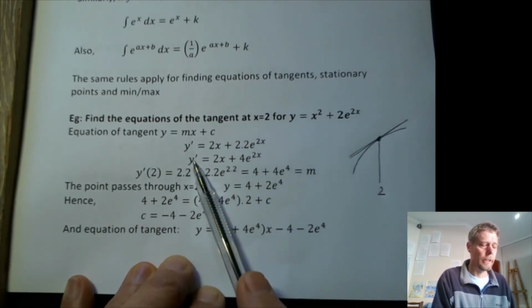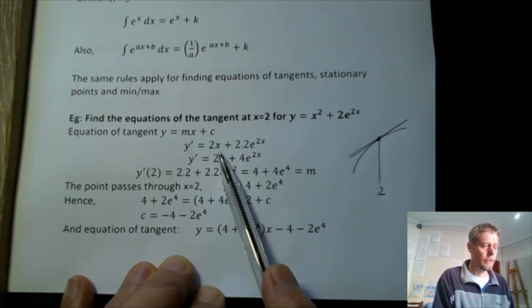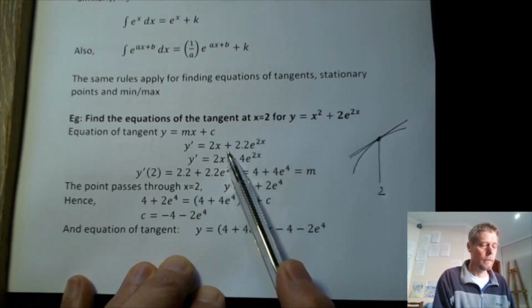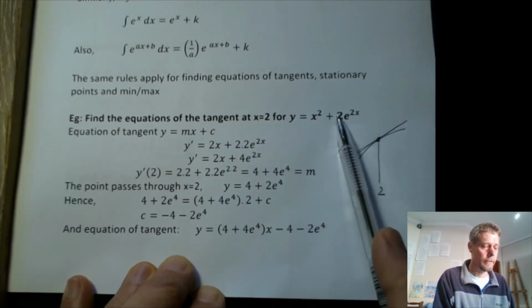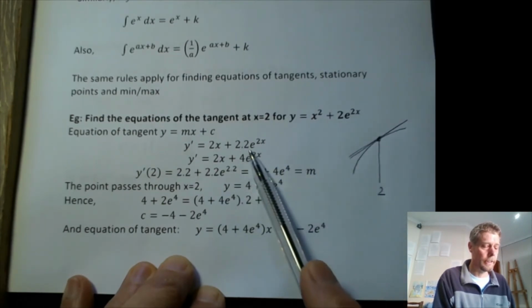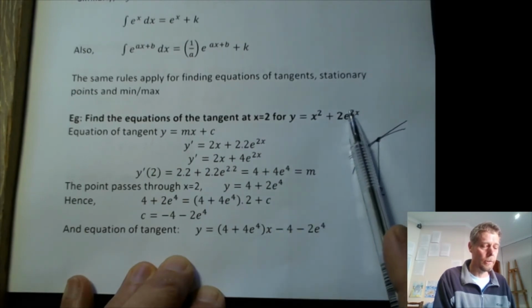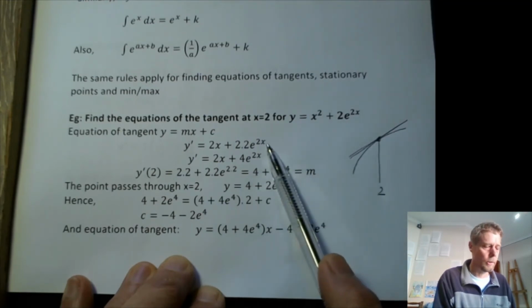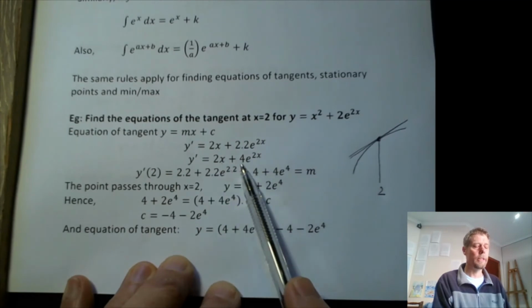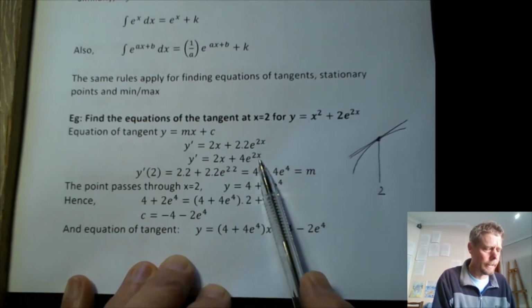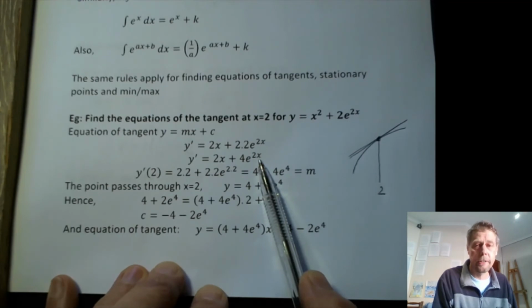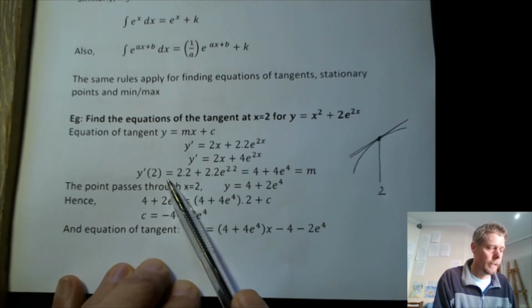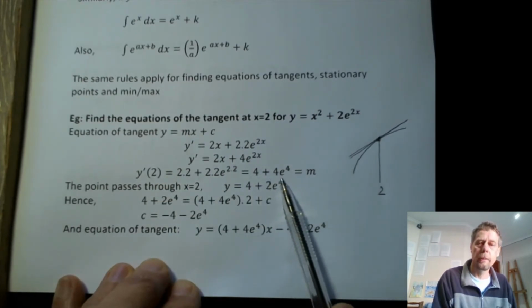So we say, right, what's y dash? Well, looking at this function, y dash equals, bring the 2 down, 2x plus, the 2 remains there, and it's e to the 2x, that doesn't change, and we differentiate the u inside here. It's e to the u, so it's e to the 2x times 2 again, so y dash equals 2x plus 4e to the 2x. Now they asked us to find the equation of the tangent at x equals 2. So we put 2 into our y dash, and we get an expression for the slope at that point.